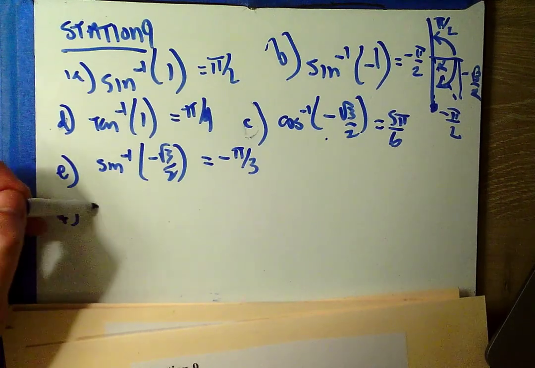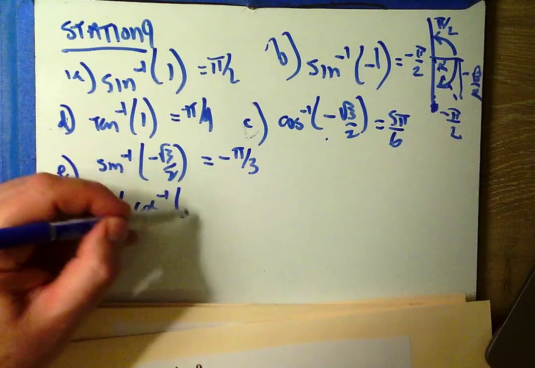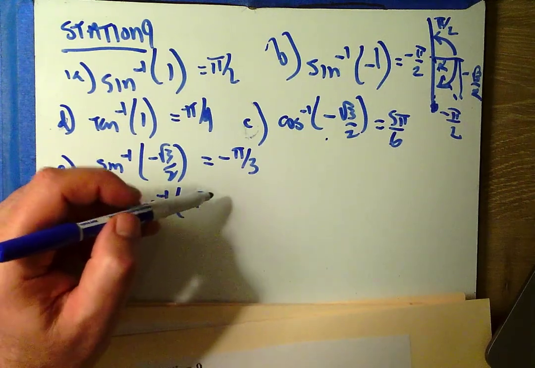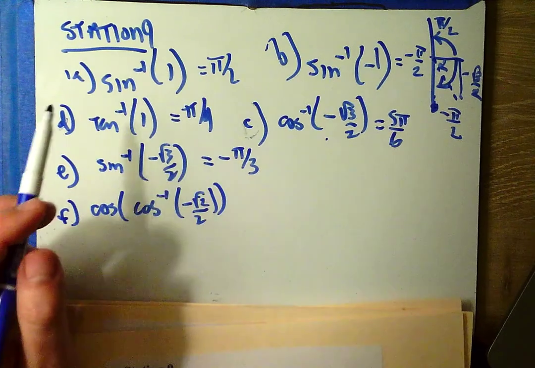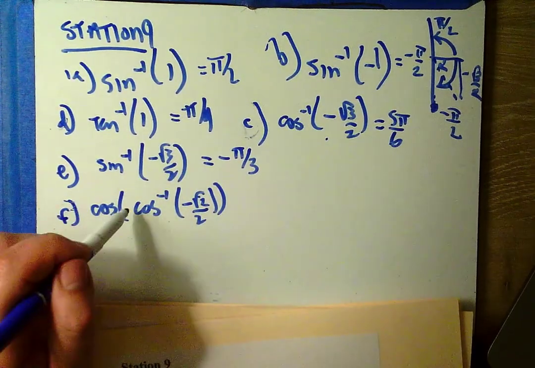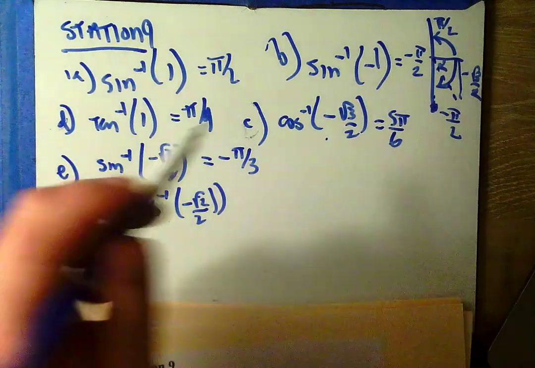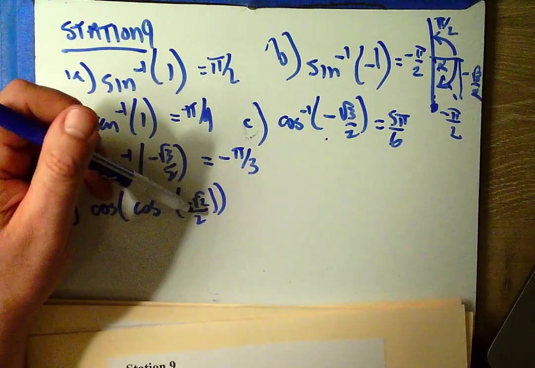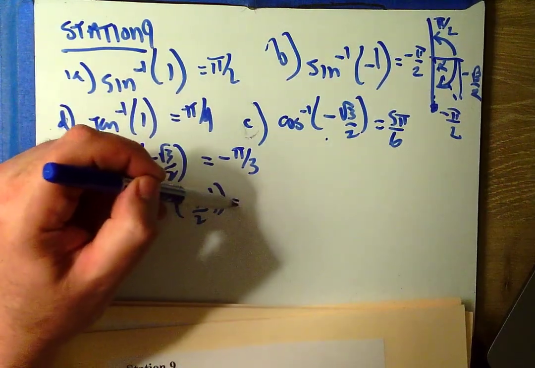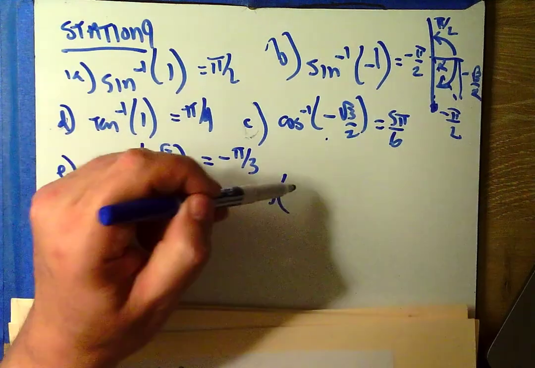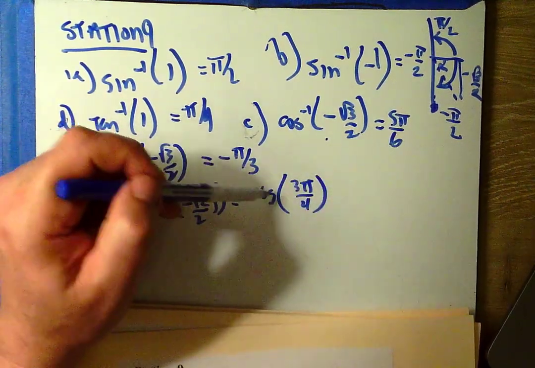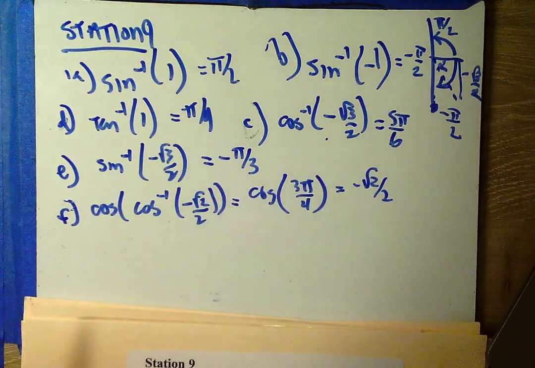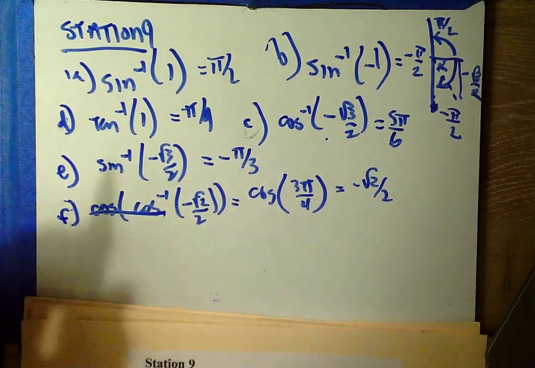F says cosine of cosine inverse of negative root 2 over 2. Okay, so is this one of those cases where we can cancel out the cosine and the inverse cosine because they're inverse functions? Well, if we're not sure, we can always check. What angle within the restriction of inverse cosine has an overness or x value of negative root 2 over 2? Well, that would be 3 pi over 4. Okay, so I can replace all of this with 3 pi over 4. What's the cosine of 3 pi over 4? Oh, well, that's the x value of 3 pi over 4, which is negative root 2 over 2. So I can, in fact, just cancel these out in this situation.